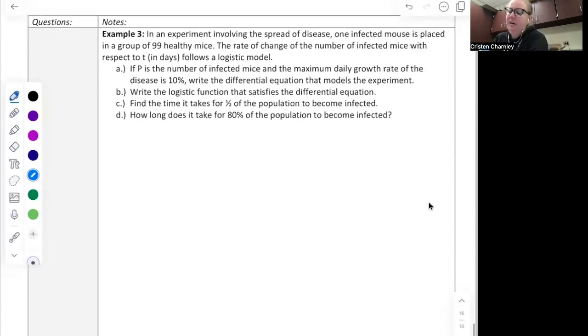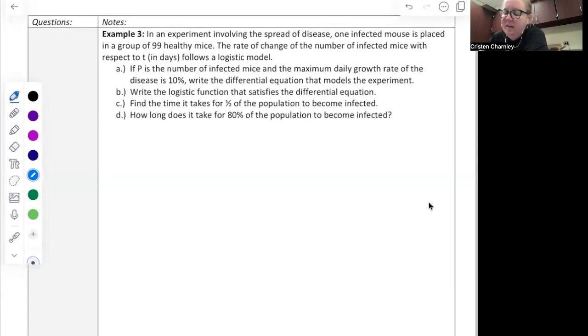Last example here. In an experiment involving the spread of disease, one infected mouse is placed in a group of 99 healthy mice. The rate of change of the number of infected mice with respect to t in days follows a logistic model. Part A: if P is the number of infected mice and the maximum daily growth rate of the disease is 10%, write the differential equation that models the experiment.